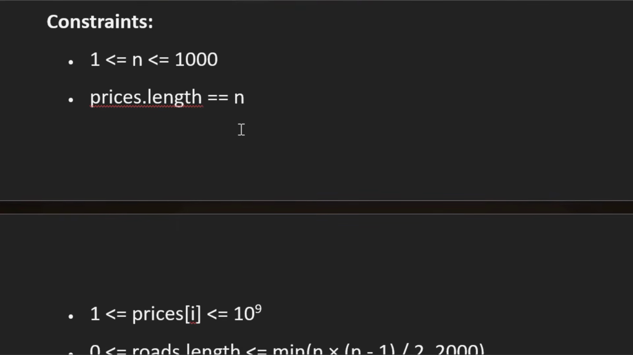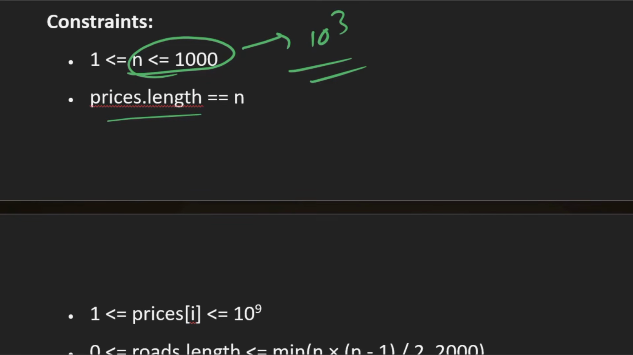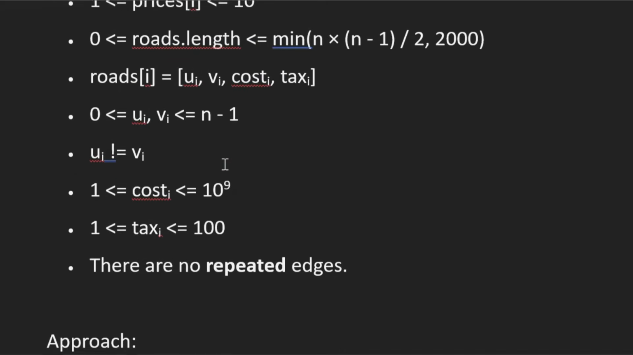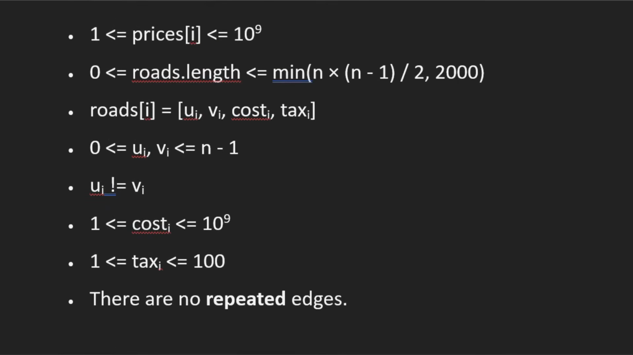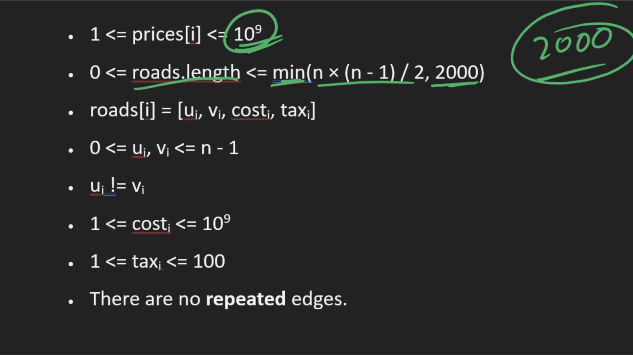So let's see the constraints. The total number of shops can be up to 10^3. Prices length can be 10^3 because each shop has its own price, and each shop can have a price up to 10^9. The number of roads can be the minimum of n into n minus 1 by 2 or 1000, whichever is the minimum value, that will be the number of roads, right?